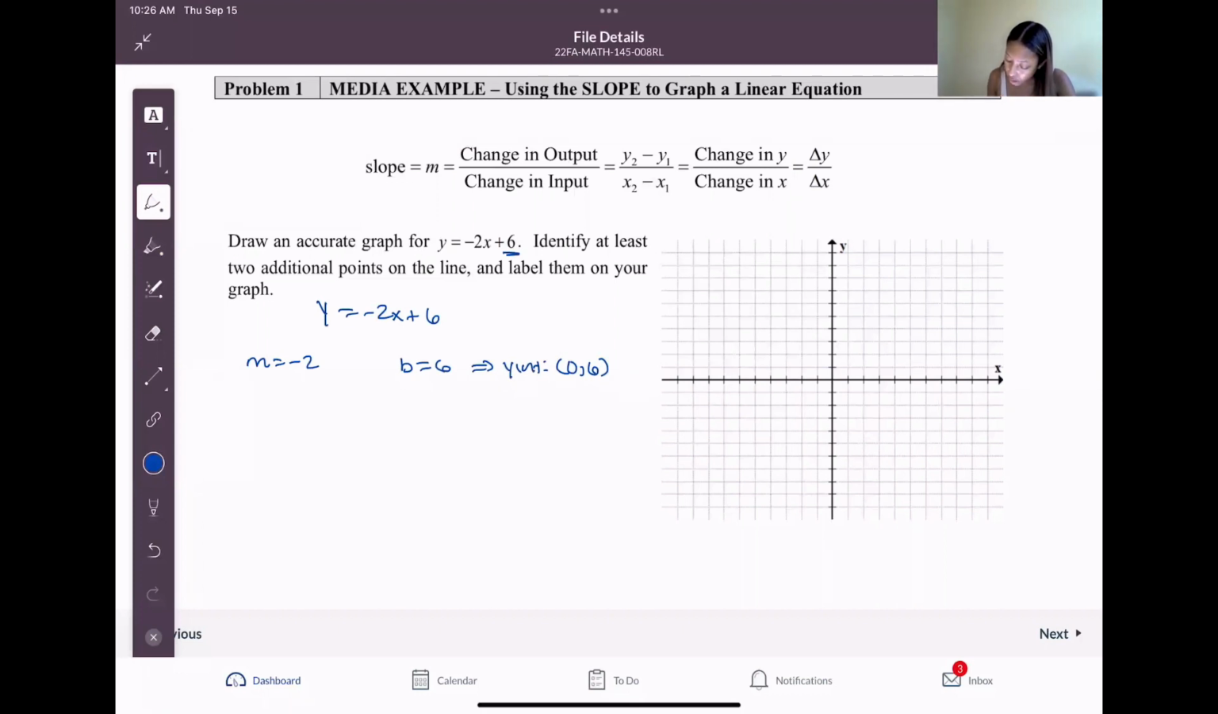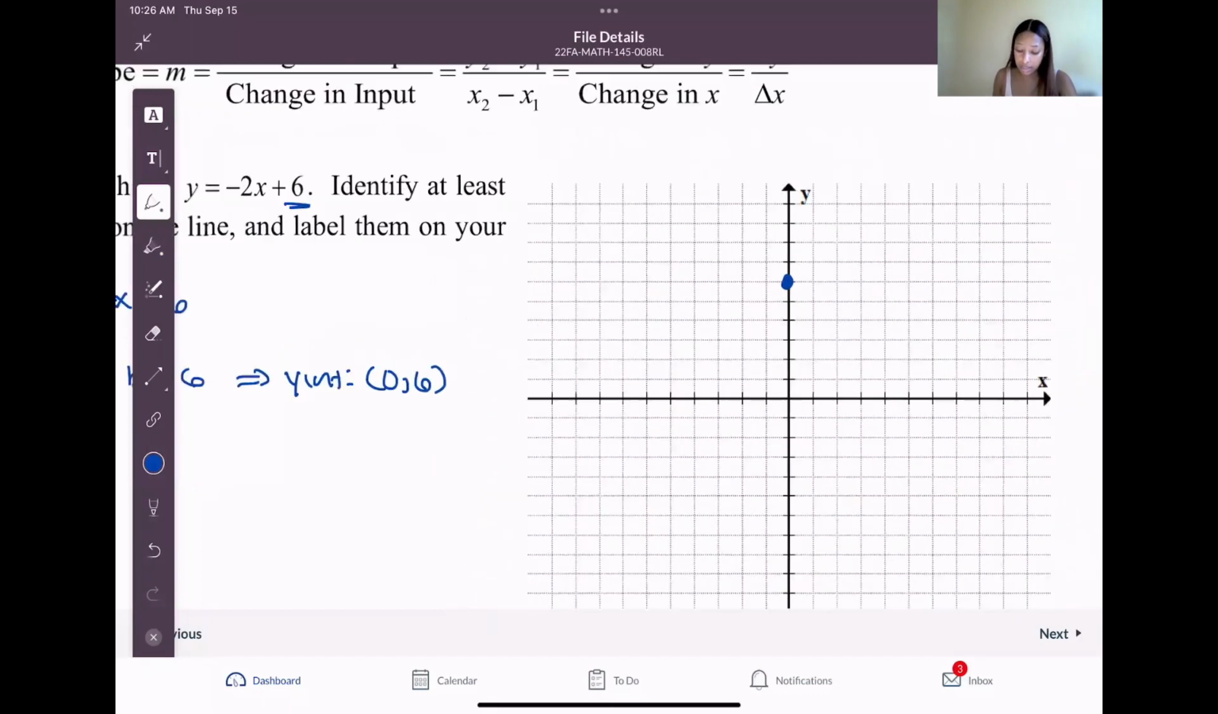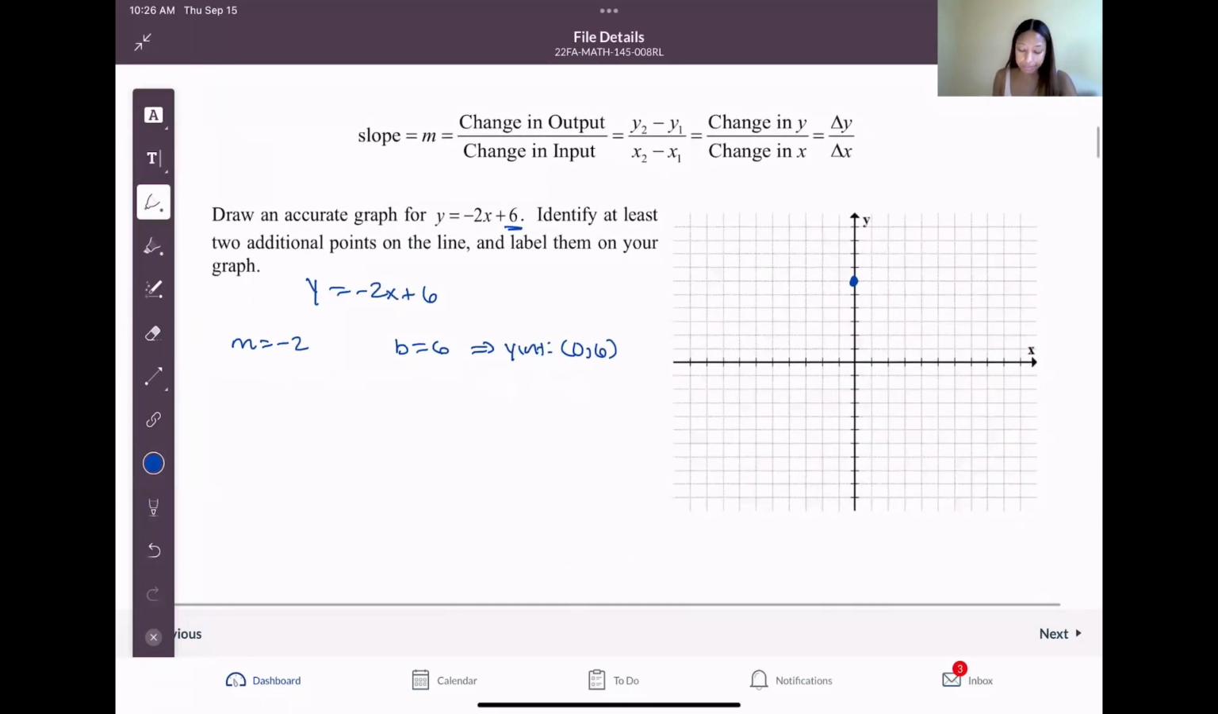We'll just make our scale 1 here. So if we do 1, 2, 3, 4, 5, 6. Oh, sorry, I can't see the little tick marks. I'm going blind, y'all. 1, 2, 3, 4, 5, 6. This one's 6. All right, so that's the point (0, 6). We have 1 point done.